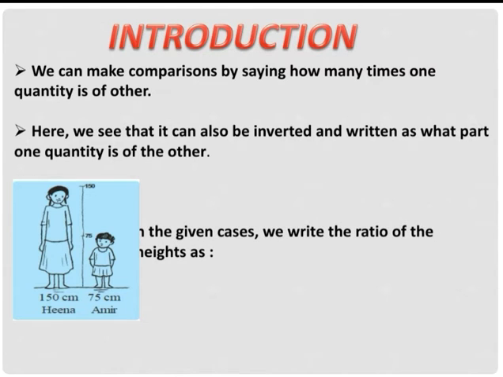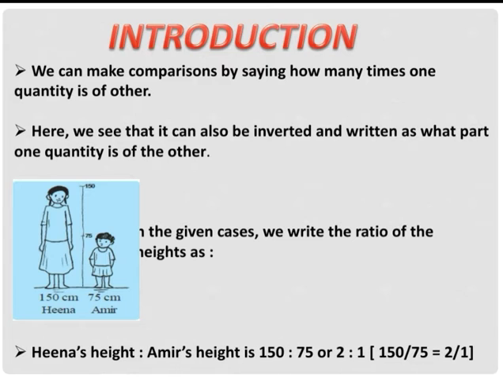In the given cases, we write the ratio of the heights as Hina's height to Amir's height, which is 150:75, or we can write it as 2:1, because 150 divided by 75 is 2 divided by 1. So we can write it as 2:1.